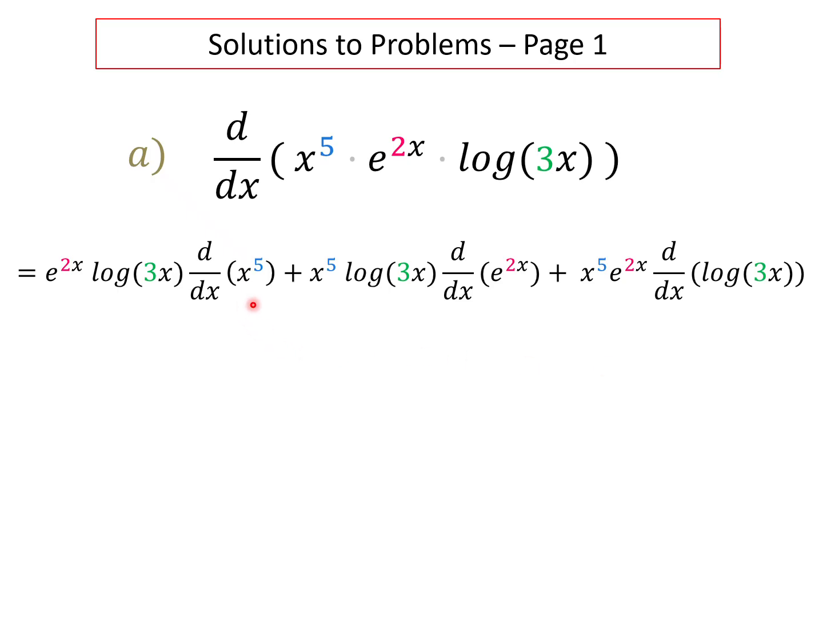See here, x to the power 5 is differentiated, the other two kept outside. Similarly, here e to the power 2x is differentiated, the other two are kept outside. And in the last one, log 3x is differentiated and the other two kept outside.